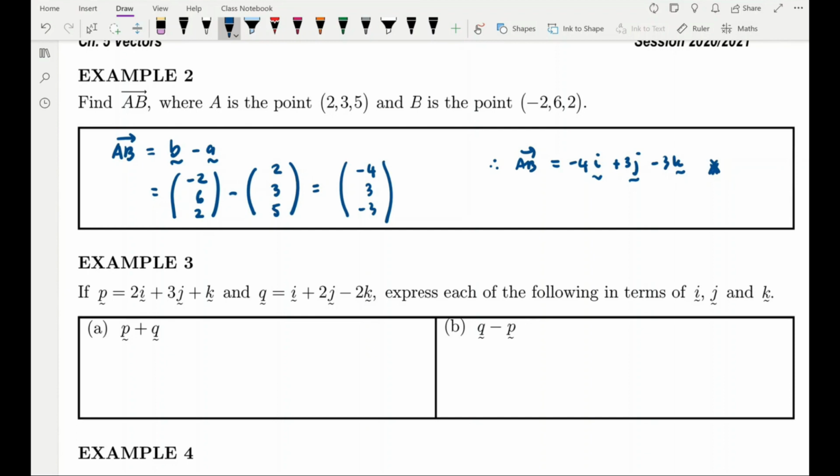Example 3. For example 3, we have P equal to 2, 3, 1 and then Q is 1, 2, negative 2. Express each of the following in terms of i, j and k. So P plus Q means vector P plus vector Q. So we can get 3, 5, negative 1. Don't forget to rewrite again in terms of i, j, k. So we can get 3i plus 5j minus k.